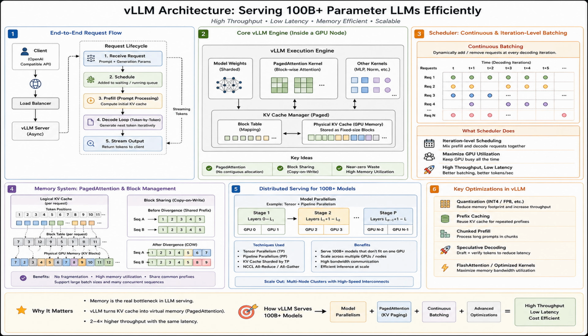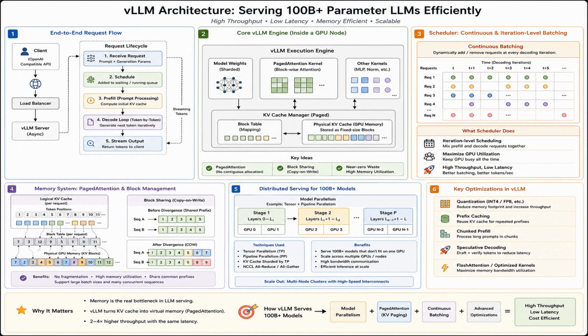Section 5 describes distributed serving for large models with like 100 billion parameters. To serve very large models like 100 billion parameters, we need distributed execution. Model parallelism is used to split the model across multiple GPUs. This includes tensor parallelism and pipeline parallelism.